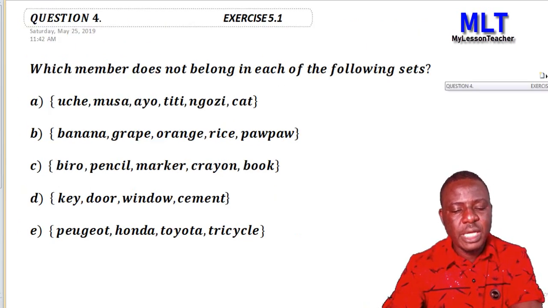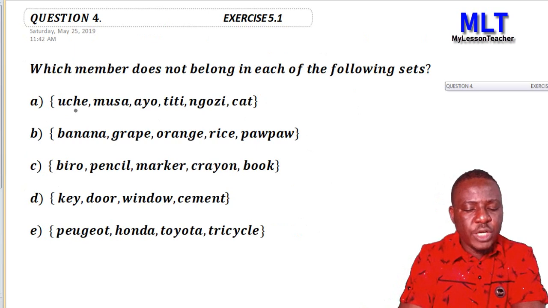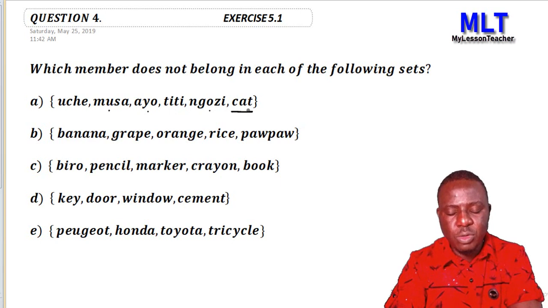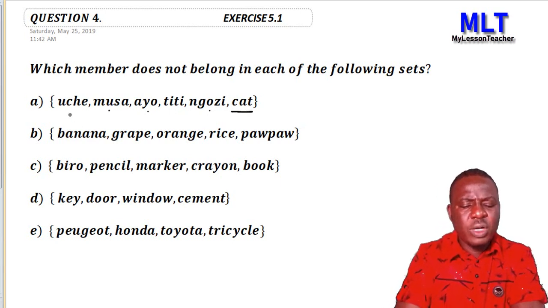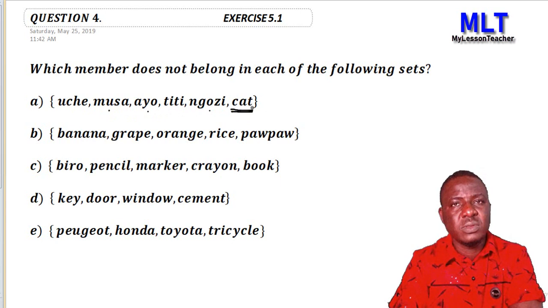Question 4 says, which member does not belong in each of the following sets? Meaning we have to pick out the odd one based on specific rules. Now let's see. Uche, Musa, Ayo, Titi, Ngozi, and Cat. Cat is odd and does not belong. Why? All these are names of human beings, while cat is an animal, of course, a lower animal.